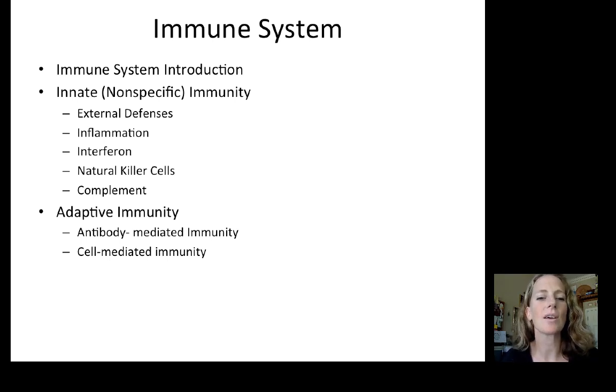The non-specific immunity is also sometimes called innate immunity. So there are several components to innate immunity. We have external defenses, inflammation, interferon, natural killer cells, and the complement cascade. Then we have adaptive immunity, which is triggered by and orchestrated by the lymphocytes, the B cells and the T cells. So for adaptive immunity, we're going to talk about the B cell related antibody-mediated immunity. And for cell-mediated immunity, we're going to talk about the T cell related effects.